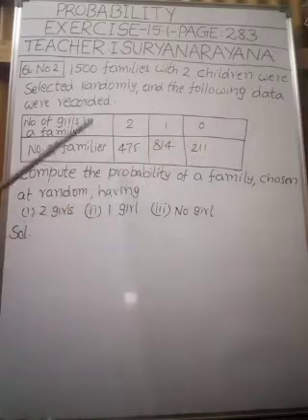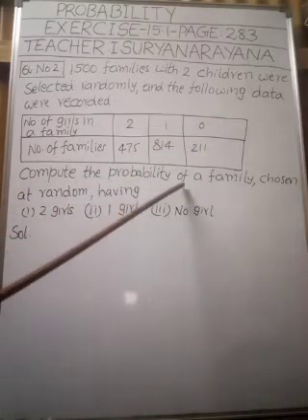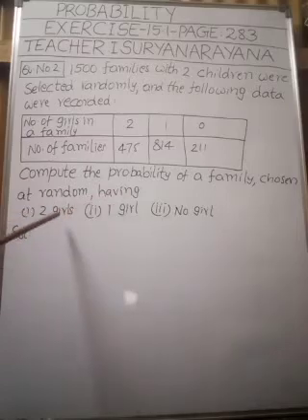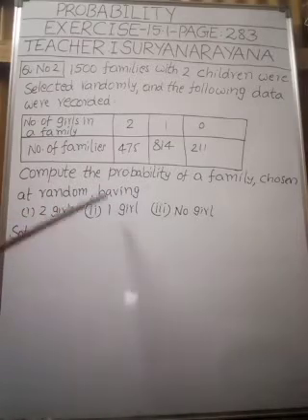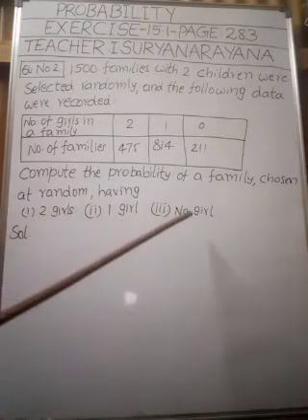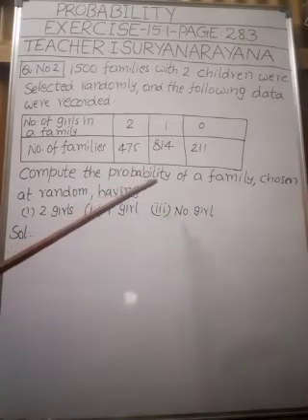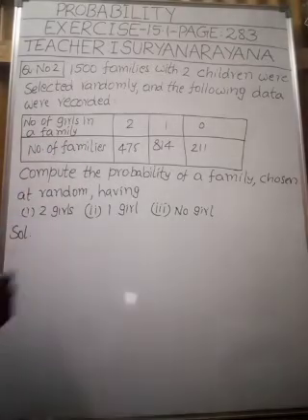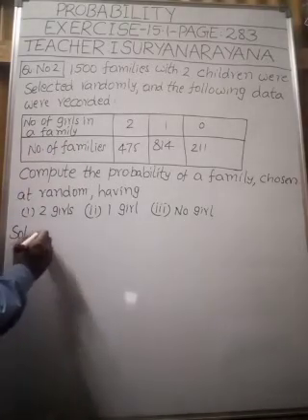Understood this data? Now compute the probability of a family chosen at random having 2 girls, 1 girl and no girl. For these 3 events, we have to find the probability separately. Understood this point, my children? Right. Now, let us find the total number of families. Okay, my children, come to the solution.